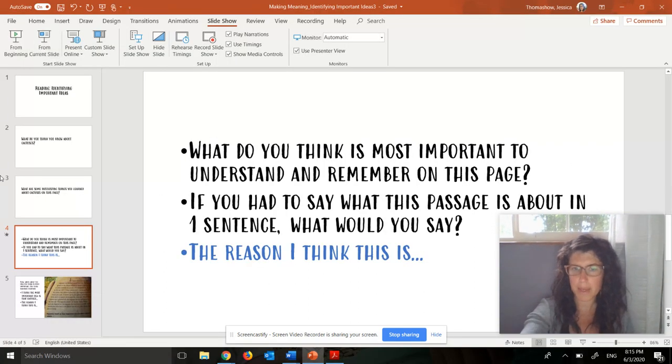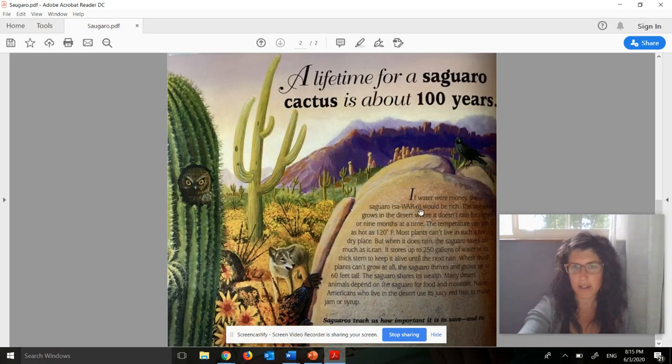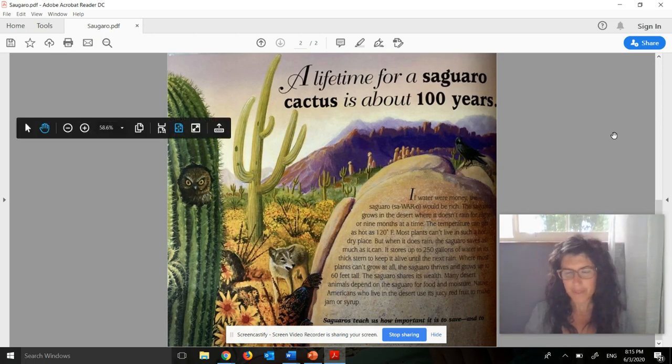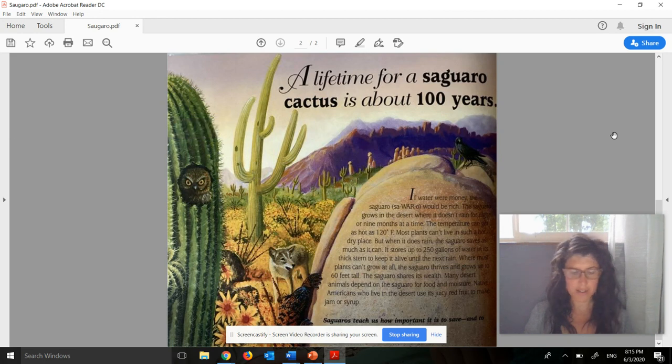Okay, so let's get to the reading, and I will read it again. A lifetime for a saguaro cactus is about 100 years. If water were money, the saguaro would be rich. The saguaro grows in the desert where it doesn't rain for 8 or 9 months at a time.